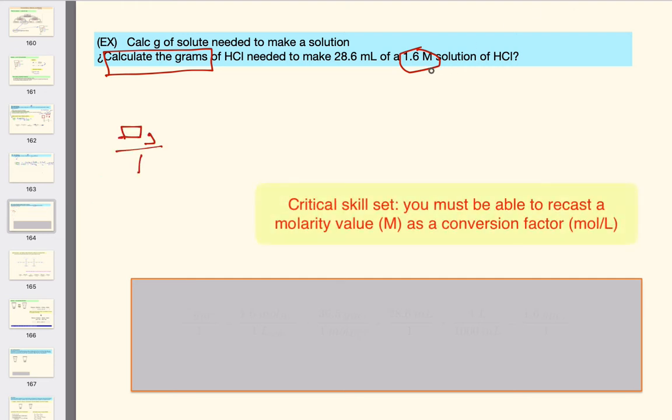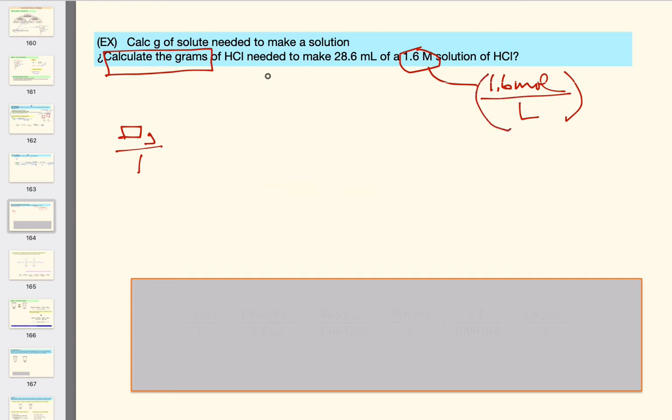Now, the key to working these, and this is critical, is to write molarity as a conversion factor. So 1.6 molar means you have 1.6 moles per liter. And that's the key. This is now a conversion factor. So now let's see if we can use our data to calculate grams, looking at the 1.6 molar and the 28.6.